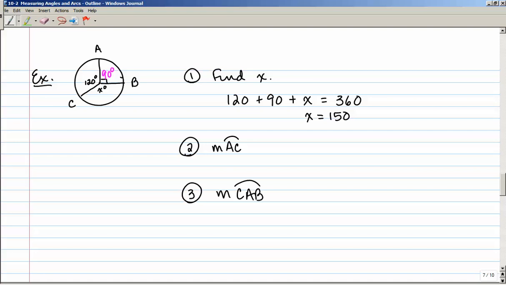Now, the measure of arc AC, since its central angle is 120, the measure of the arc is also 120. And arc CAB, so that would be starting at C, going around through A, and stopping at B, is going to be 120 plus 90, using arc addition postulate, arc AC plus arc AB, or 210.